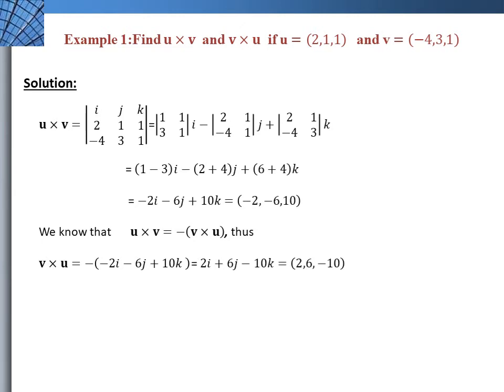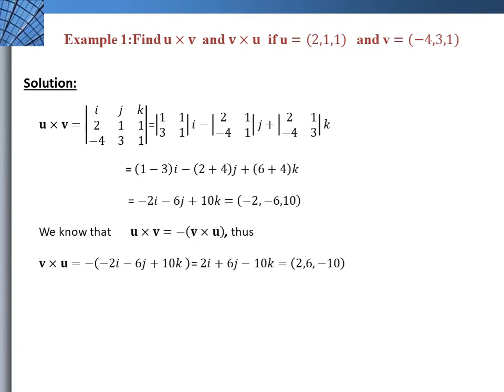U cross V equals the determinant with rows i, j, k; then 2, 1, 1; and the last row is minus 4, 3 and 1. So we expand this determinant and we get (1 minus 3) into i, minus (2 into 2 plus 4) into j, plus (6 plus 4) into k. When we expand this, we get minus 2i minus 6j plus 10k. This can be written as minus 2, minus 6 and 10.